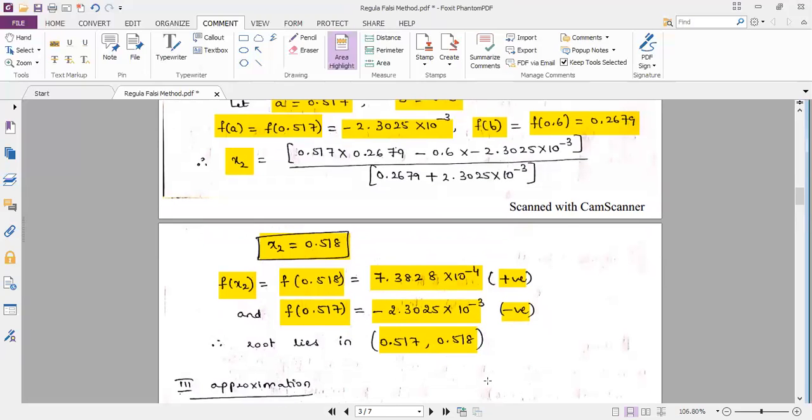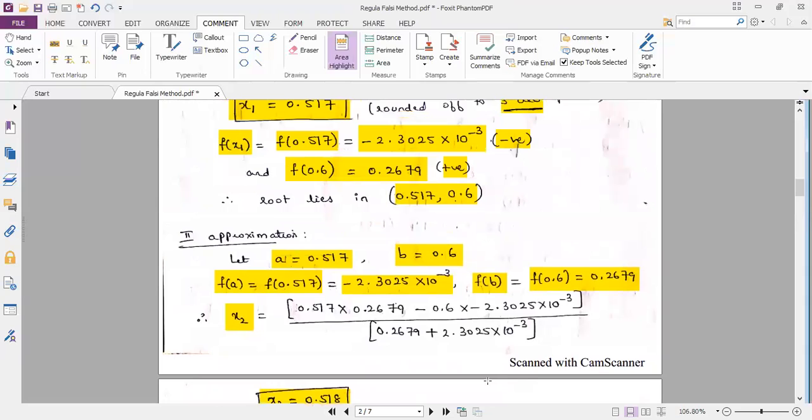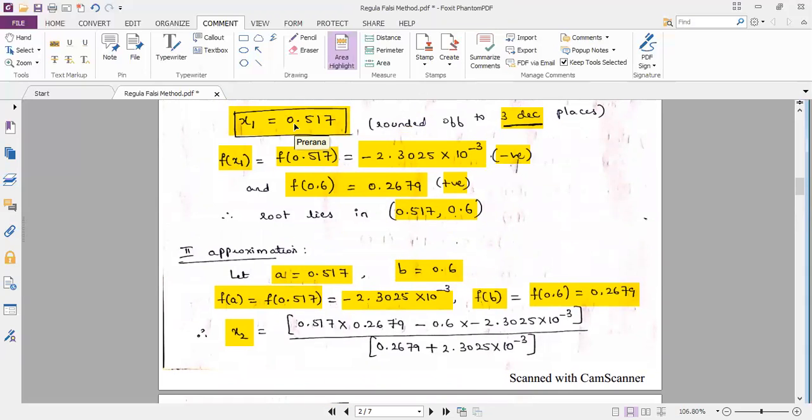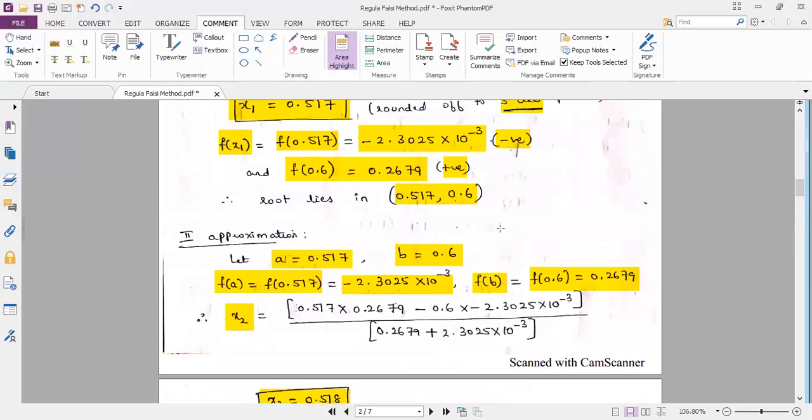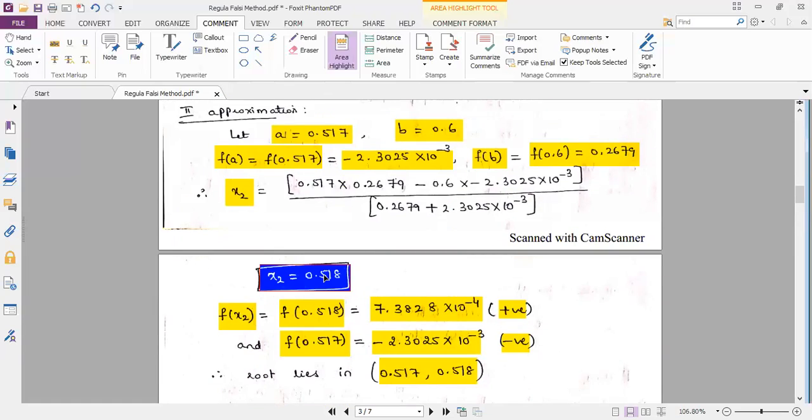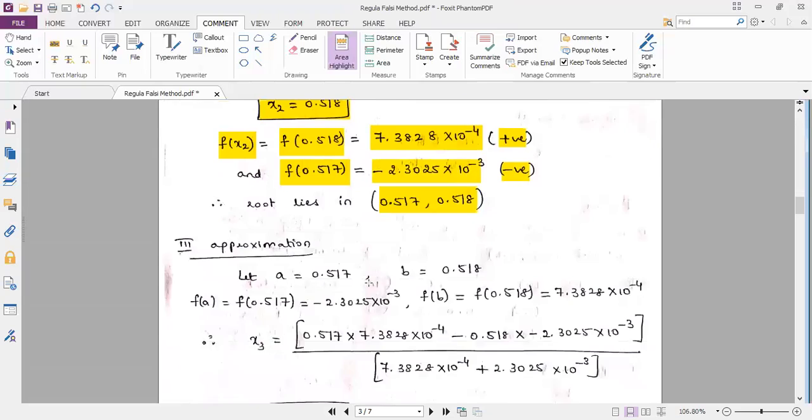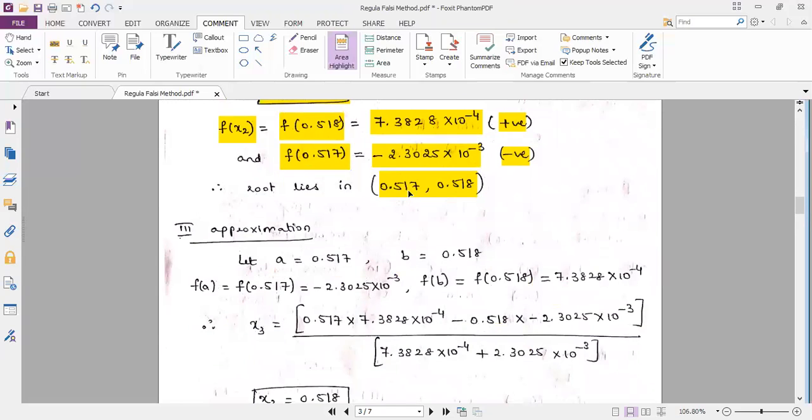So we are performing now the third iteration. We need to obtain the answer for x up to 3 decimal places to be matched. We observe x1 is 0.517 and x2 is 0.518. So the answers are not matched up to 3 decimal places yet. That is the reason we proceed to do the third approximation. So the root lies between 0.517 and 0.518. Let us assume a is equal to 0.517 and b value is equal to 0.518. Already obtained values of f of a and f of b we are rewriting for convenience.